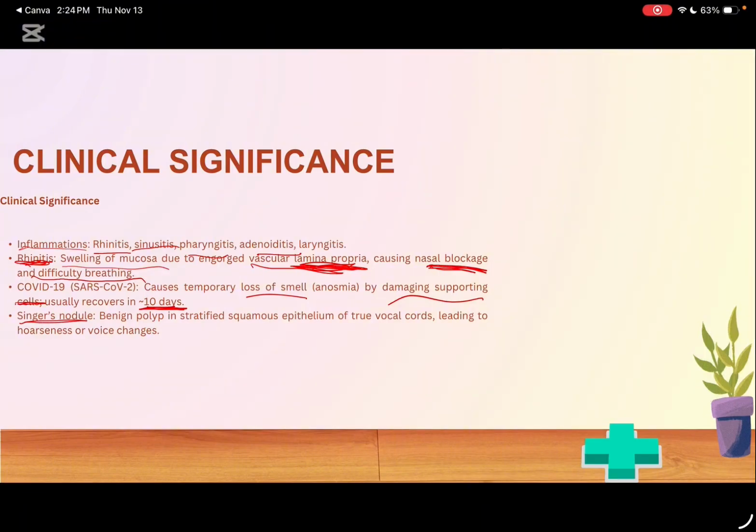Singer's nodule: when you sing a lot, like Taylor Swift or whoever you guys listen to, it's basically a polyp in the stratified squamous epithelium of the true vocal cords, and this is abnormal. Why? Because it leads to hoarseness or voice changes. Like a smoker, you'll find that his voice is very hoarse. Just imagine his voice, and that's hoarseness.